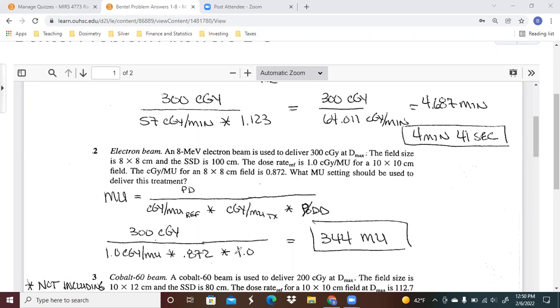So we have 300, and then we multiply this down at the bottom, which ends up being just 0.872. Okay, so we take 300 and divide it by 0.872, and we come up with 344 monitor units. In this particular case, that PDD is just going to be 1.0 because we're doing this at Dmax. And so there you have it. That's for those two. I'll be adding some more videos here for other problems as well.